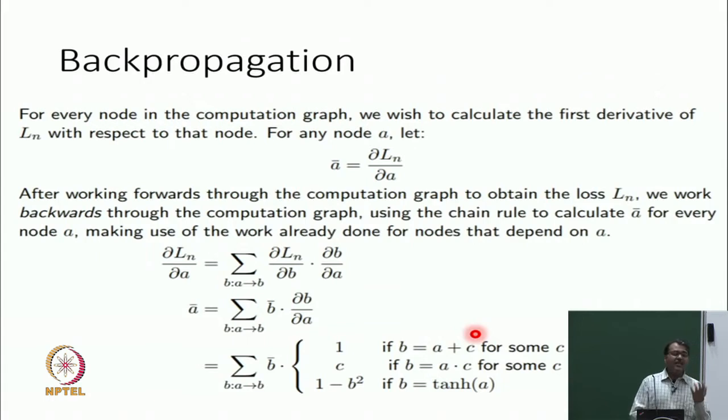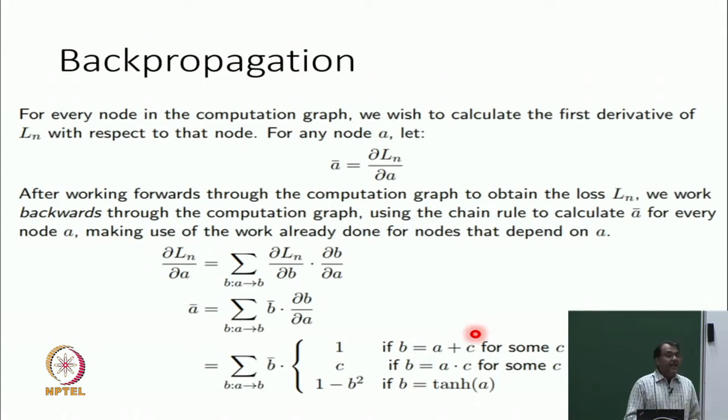Now, for every node in the computation graph, think about forward computation. For every node, we wish to calculate the first derivative of loss with respect to that node. That node has only one symbol. For any node A, we want A bar to be del L over del A. After working forward through the computation graph, we will finally obtain the loss L. We will work backwards through the computation graph using the chain rule to calculate A bar for every node A, making use of the work already done for nodes that depend on A.